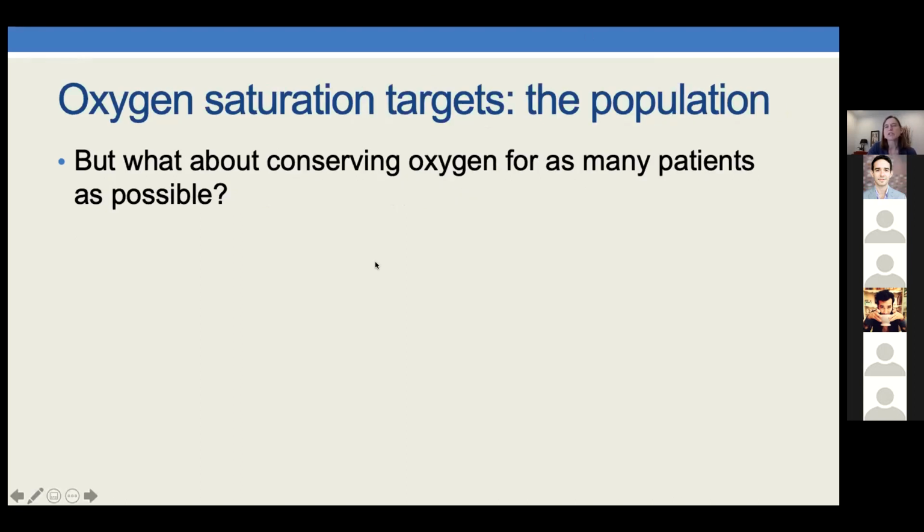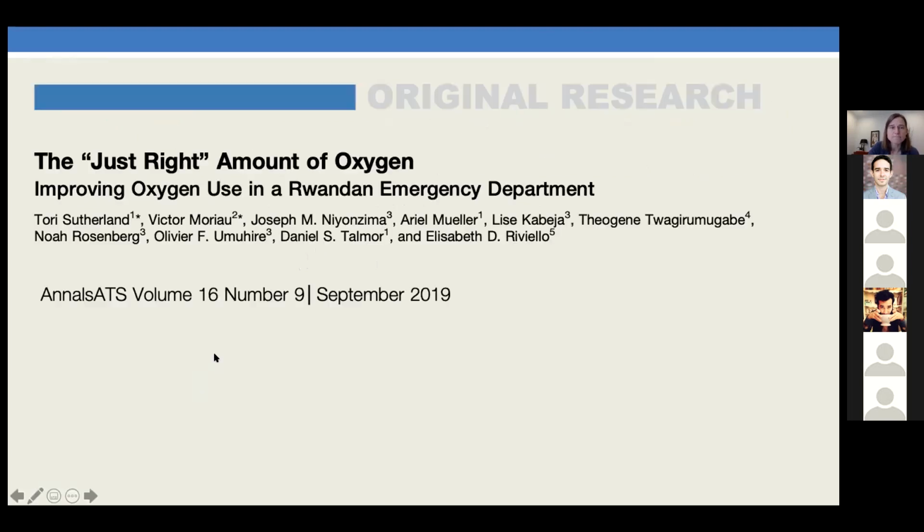But what about the population? What about resource-variable settings where you actually could be at risk of running out of oxygen? What should we be doing? Is there anything we can do to conserve oxygen to get the most bang for our buck as we're introducing oxygen sources into areas that don't have enough?